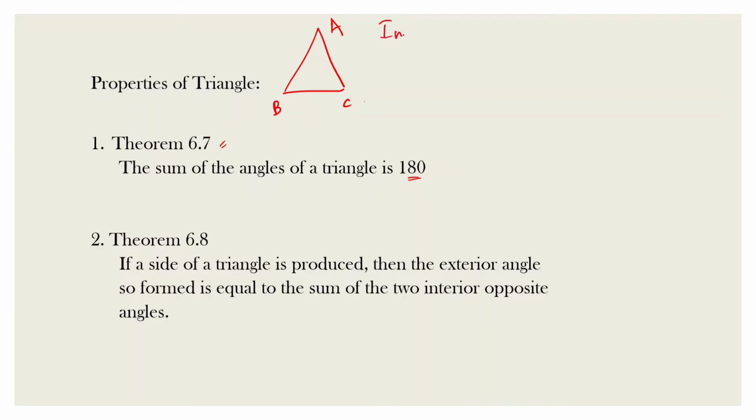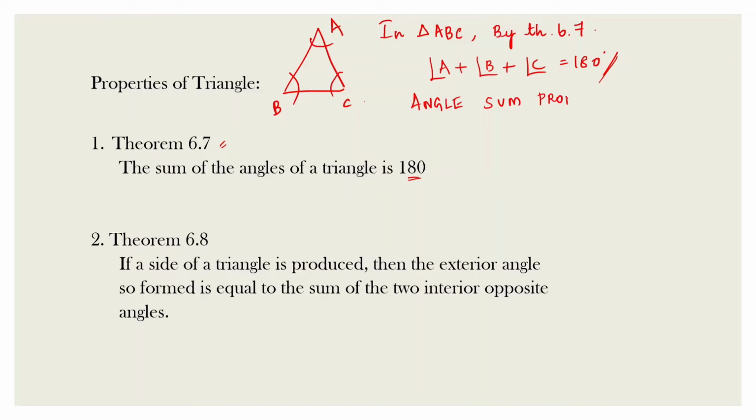Here we could say that in triangle ABC, by theorem 6.7, what are the three angles in this triangle? A, B and C. So we could say that angle A plus angle B plus angle C equals 180 degrees. This will be applied in any triangle. It is called the angle sum property of a triangle.